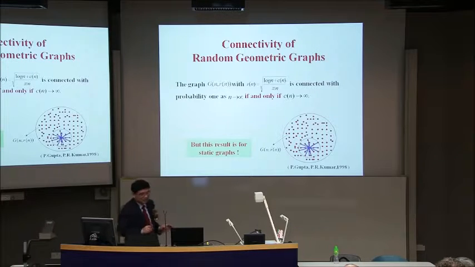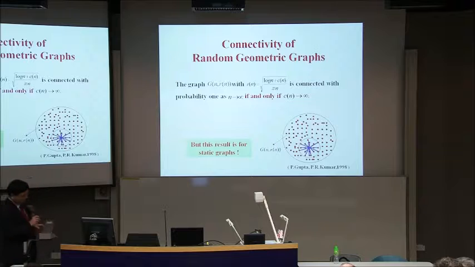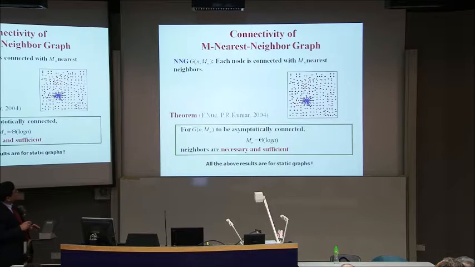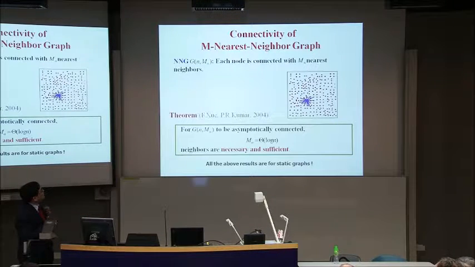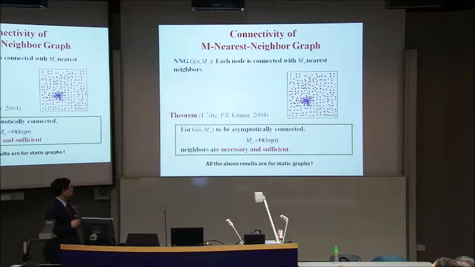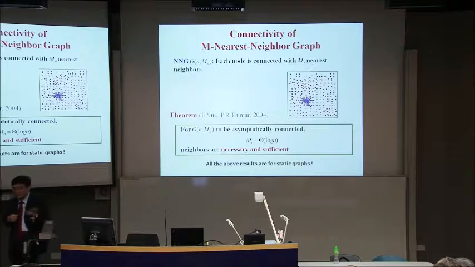Okay, now let's have a look at another result on topological distance. We call the graph an M-nearest neighbor graph. Each agent is connected with M neighbors, defined by the number M, not by the distance, okay? N is the population size. So here is another theorem, which is also very interesting. For this random graph to be asymptotically connected, the number of neighbors has to be of the order log n. So this is necessary and sufficient. Quite an interesting result.